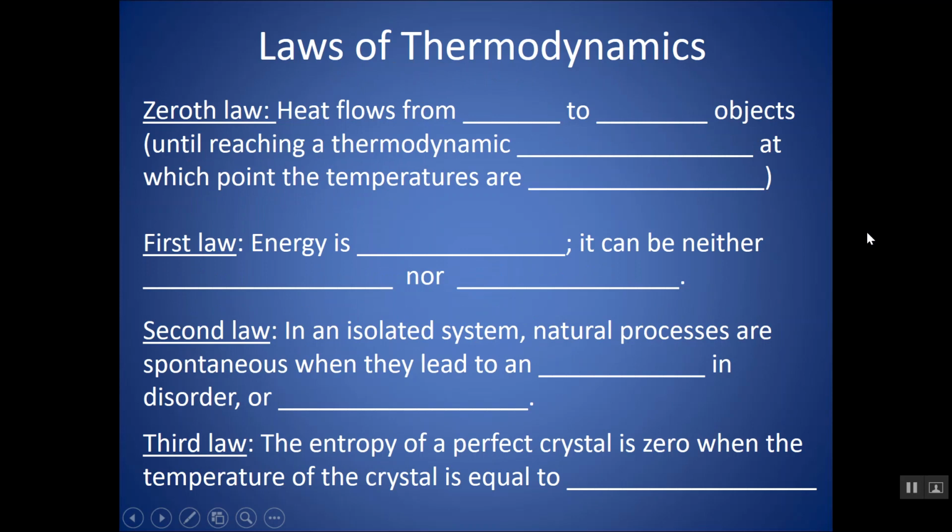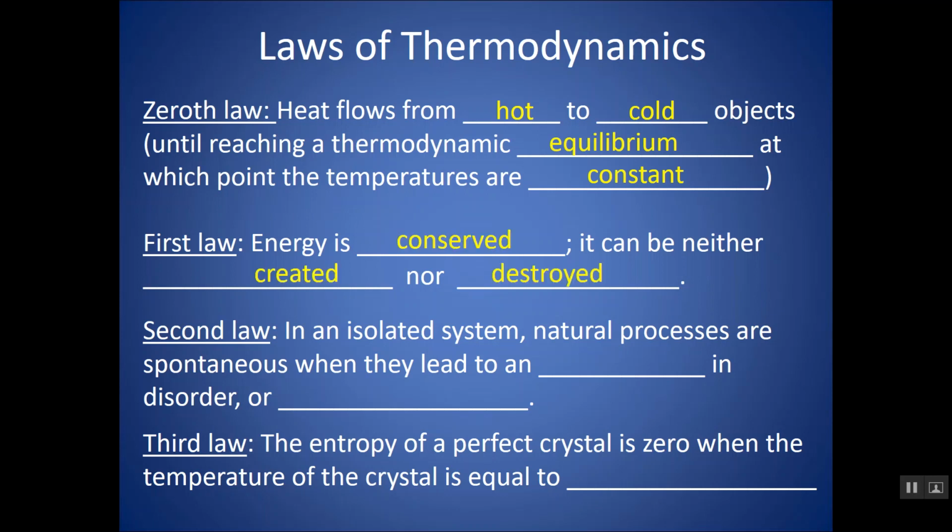So there are 4 laws of thermodynamics, 0th law through the 3rd law. The 0th law is really saying that temperature, the difference in temperature, is a driving force for heat. So heat flows from hot to cold objects, and it will continue to do so until you reach a thermodynamic equilibrium where the temperatures are constant. The first law is that energy is conserved. It can't be created or destroyed.